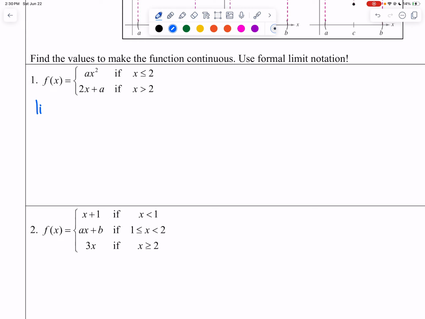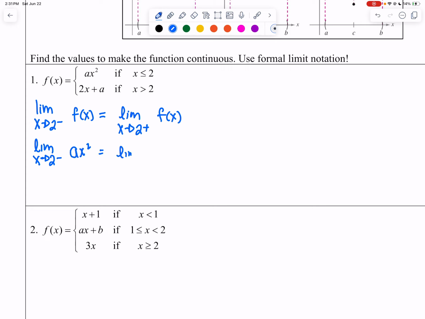So I have the limit as x approaches 2 from the left of f of x, and this needs to be equal to the limit as x approaches 2 from the right of f of x. Now I know that this right here is, let's see, ax squared is equal to the limit as x approaches 2 from the right of 2x plus a.